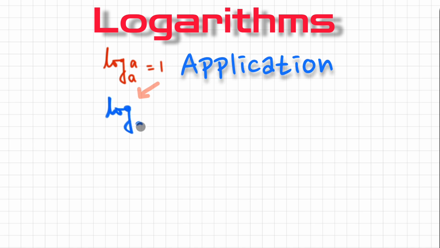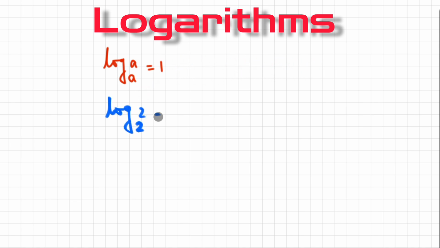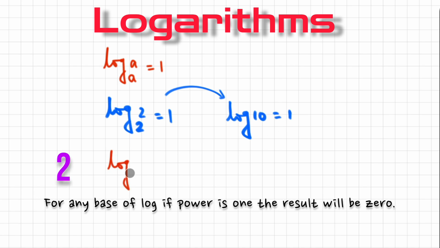So if we have base and power equal, the log is going to be equal to 1, because we know that 2 raised to the power 1 is equal to 2. So here I can apply this. Now log 10 base 10 is equal to 1, because if base is 10 and power is 10, it will be 1.